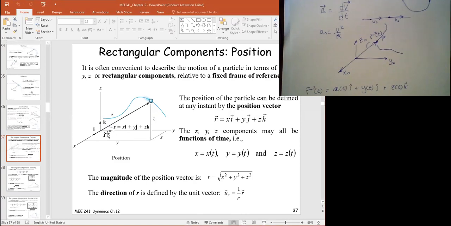R of t, yes, of course, that would be given to you. Okay, so obviously you need to have the position as a function of time to be able to get the velocity and then find the acceleration.